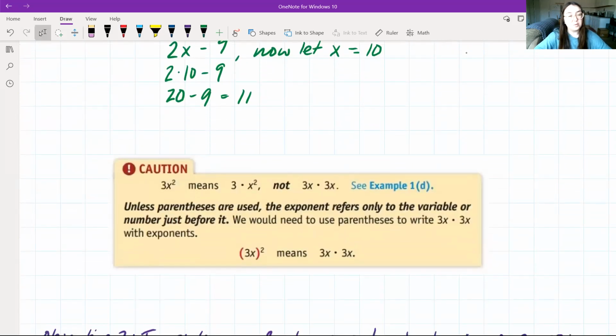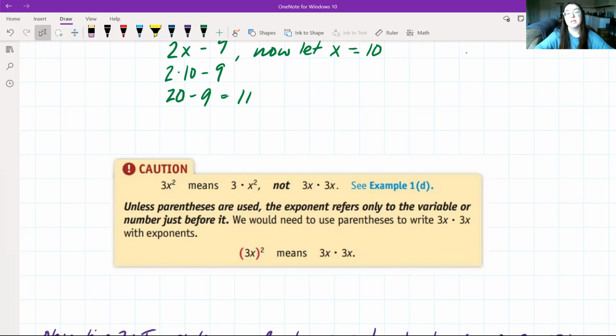All right, and a word of caution from your book here. Whenever we see something like 3x squared, this means 3 times x squared, and it doesn't mean 3x times 3x. It refers you to example 1D in your book in section 1.2. Unless parentheses are used, the exponent refers only to the variable or number just before it. We would need to use parentheses to write 3x times 3x with exponents.